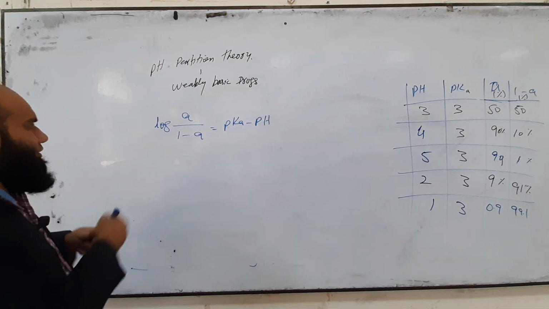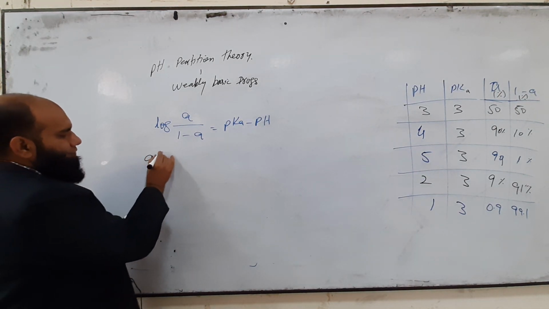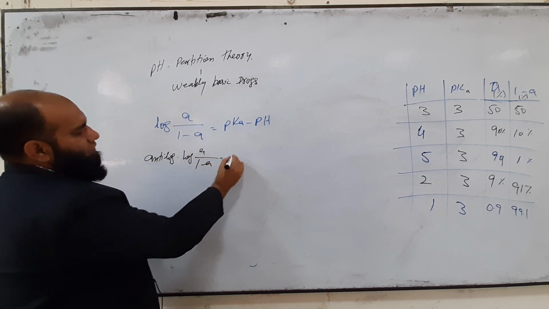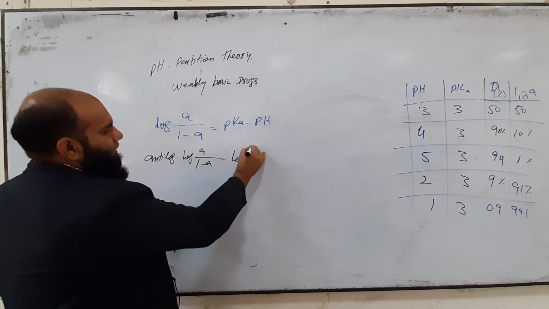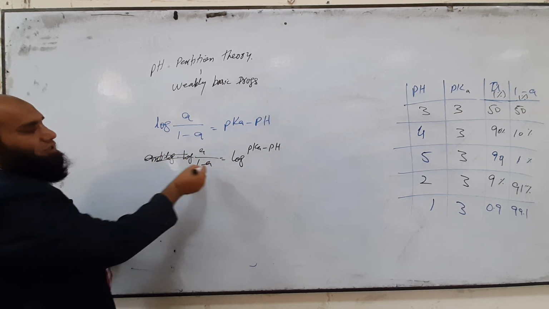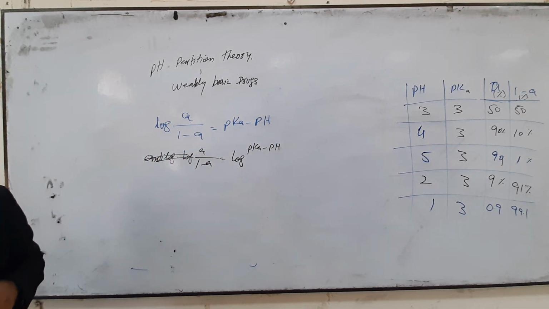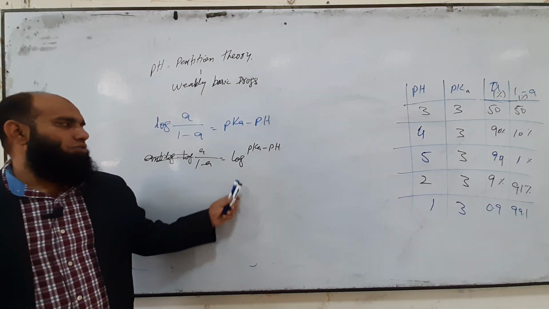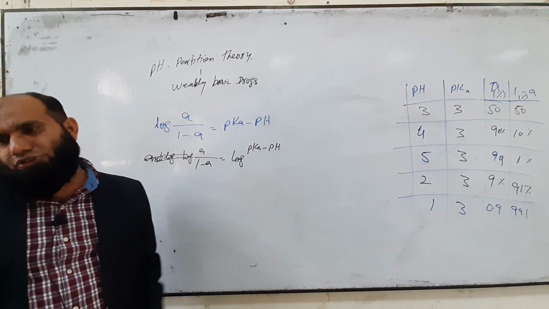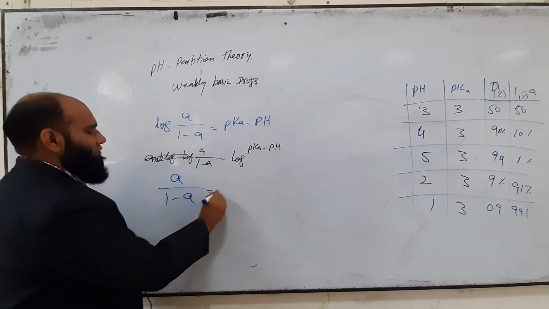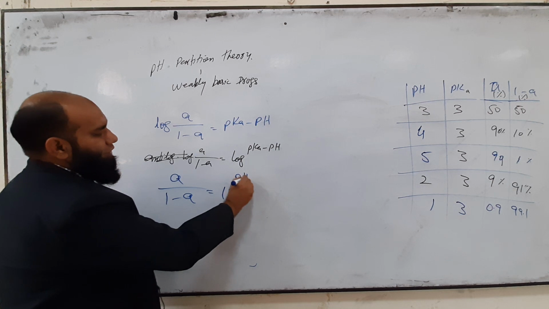We can also write this formula with the antilog. Log of A over 1 minus A is equal to pKa minus pH. We can cancel the log, and the concentration of ionized drug divided by the concentration of unionized drug is equal to 10 raised to the power pKa minus pH. In the third way, ionized drug over 1 minus ionized drug will be equal to 10 raised to the power pKa minus pH.